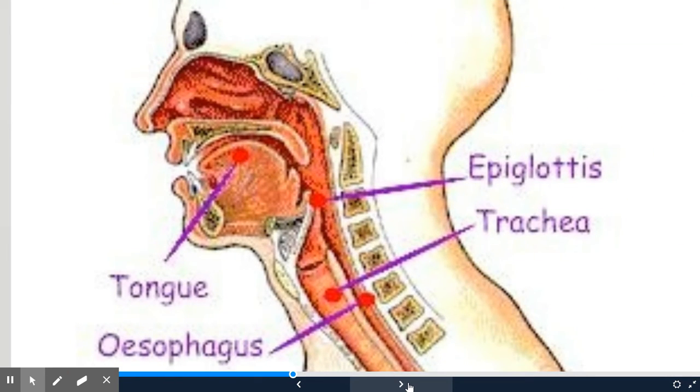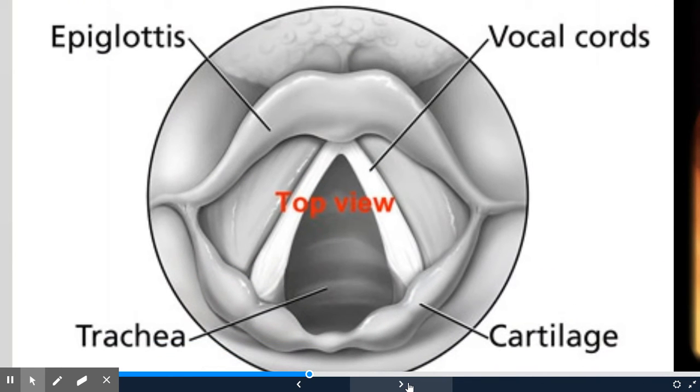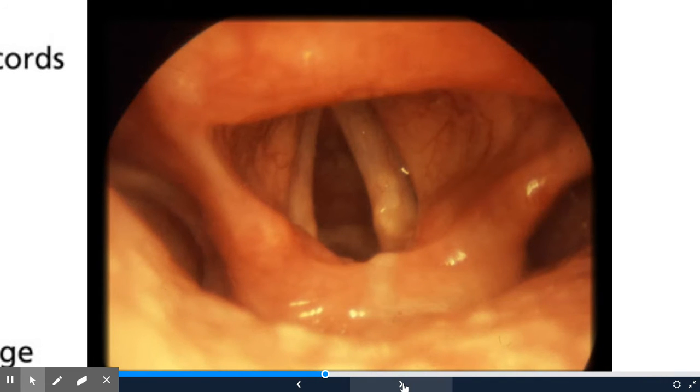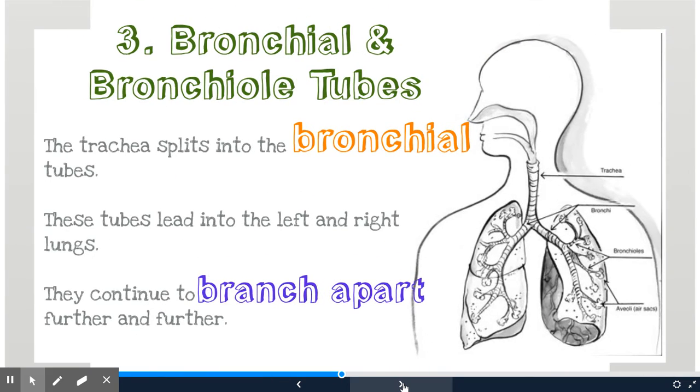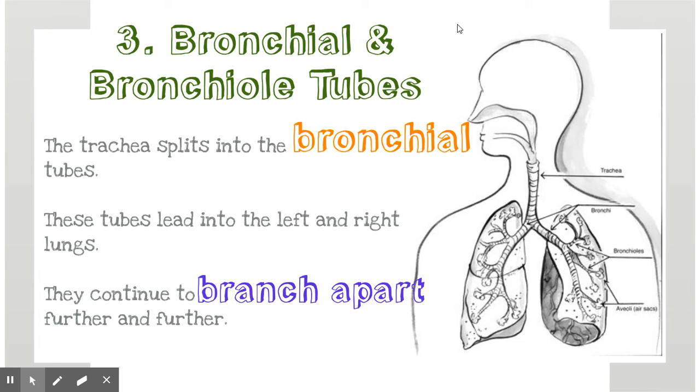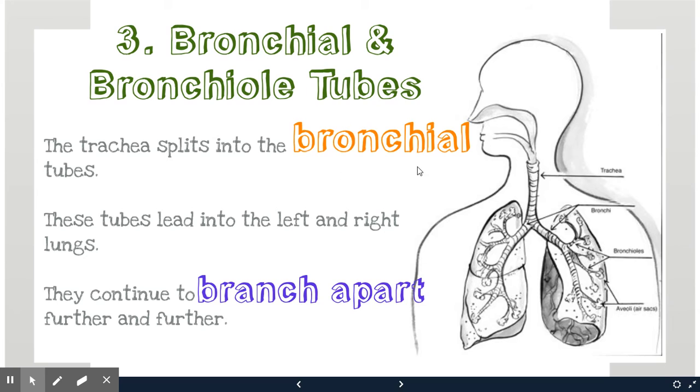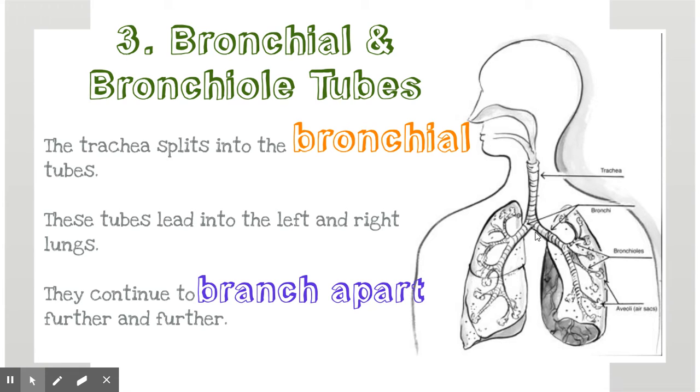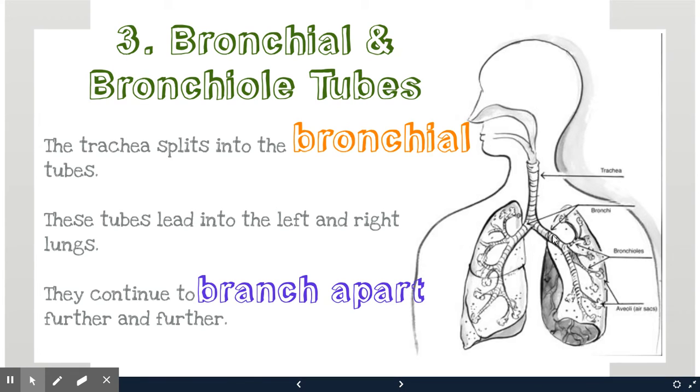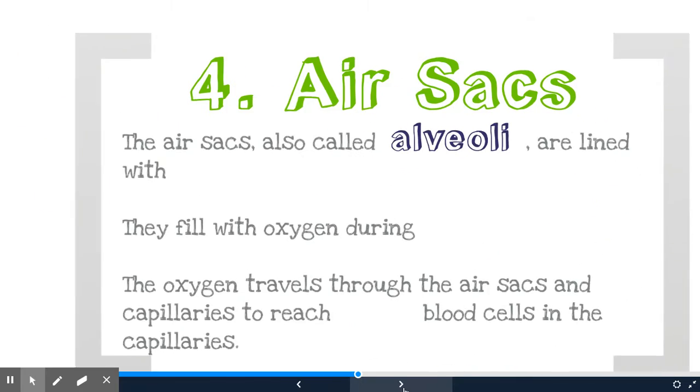So here's another diagram. Here's a top view inside. You can see it there. That looks nice. So after it goes to the trachea, it goes to the bronchial tubes. The trachea splits into the bronchial tubes. So it goes on the trachea and it splits here. These tubes lead into the left and right lungs. They continue to branch apart farther and farther. As you can see, they continue to branch apart until they reach the air sacs.